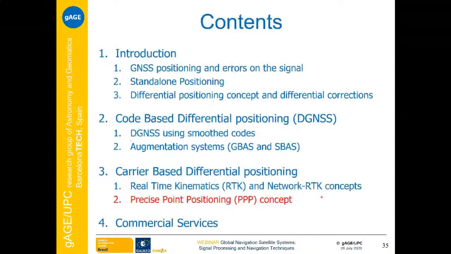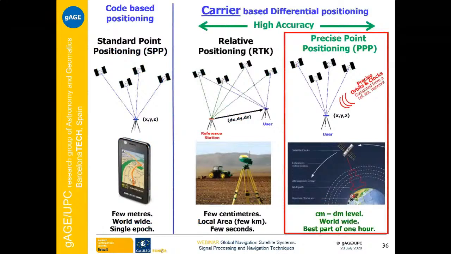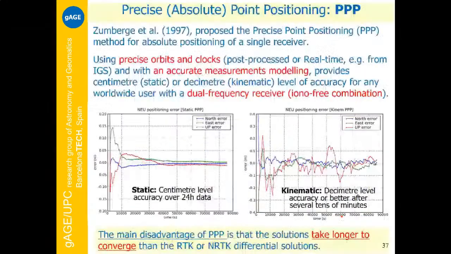Next one is PPP, the Precise Point Positioning concept. In PPP, we will achieve decimeter level accuracy, but there is no limitation in the baseline. This is worldwide, but it takes longer to converge. In RTK, we can achieve high accuracy in a few seconds, but here we need half an hour, even 1 hour, depending on the satellite geometry.